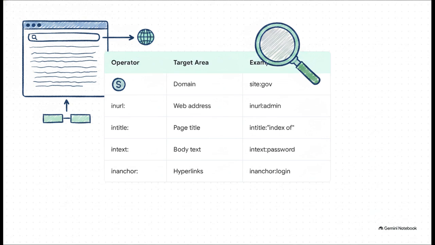The site: operator restricts your search to a single domain or top-level domain, like site:.gov. The inurl: operator looks for a keyword strictly inside the web address itself. If you want to find multiple specific words in the URL, you'd use allinurl:. Similarly, intitle: and allintitle: search only the title tag of the web page. This is absolutely fantastic for finding specific login portals or admin directories. Then you have intext:, which searches just the main body of the page. And finally, inanchor: searches the actual clickable text of a hyperlink.